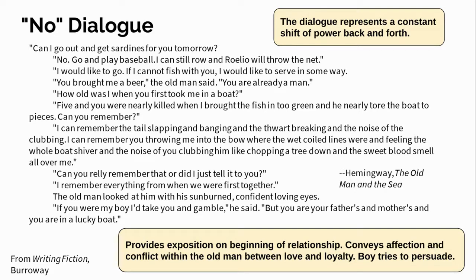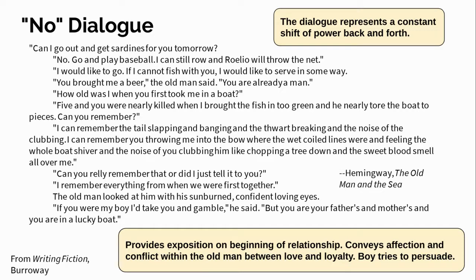I can remember the tail slapping and banging and the thwart breaking and the noise of the clubbing. I can remember you throwing me into the bow where the wet coiled lines were and feeling the whole boat shiver and the noise of you clubbing him like chopping down a tree and the sweet blood smell all over me. Can you really remember that, or did I just tell you?